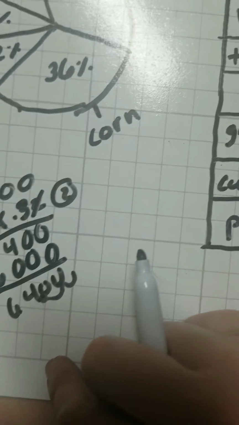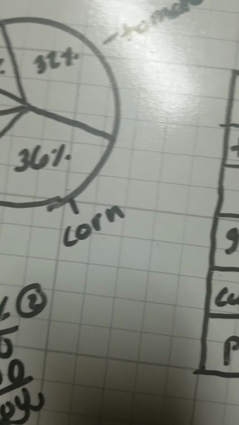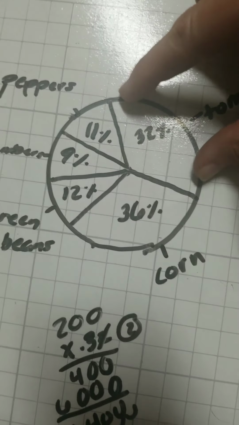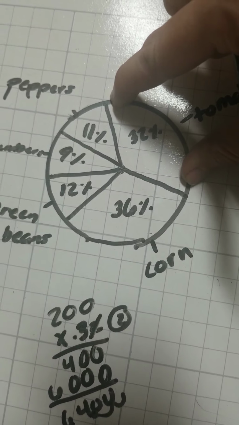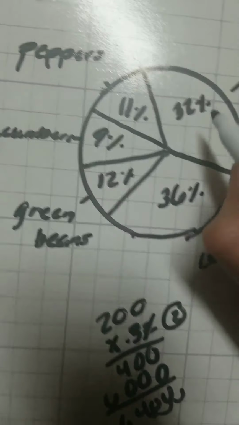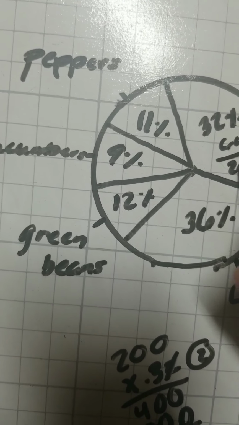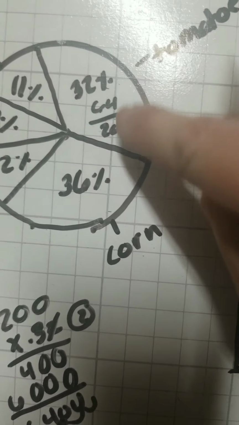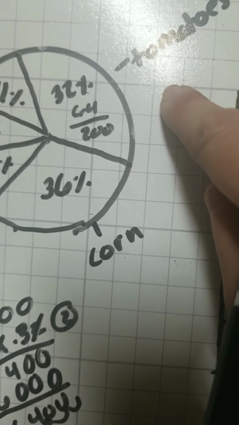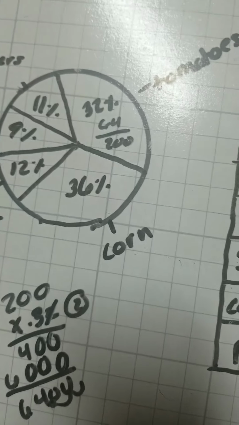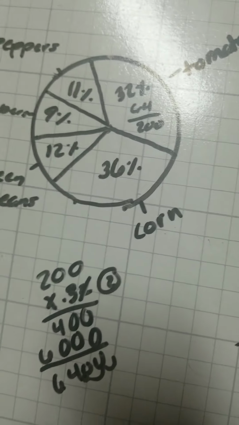So we're talking about 64. So 64 tomato plants. This little section right here represents 64 of the 200. So 64 out of 200 of them are tomato plants. If I simplify that and divide them both by 2, I get 32 out of 100. Or I can go farther down and simplify it even more. We'll do that in a little bit.